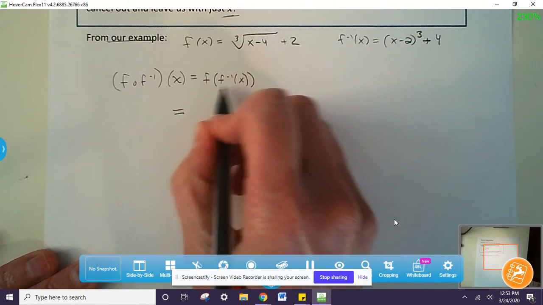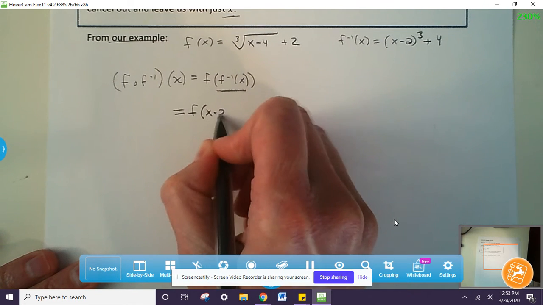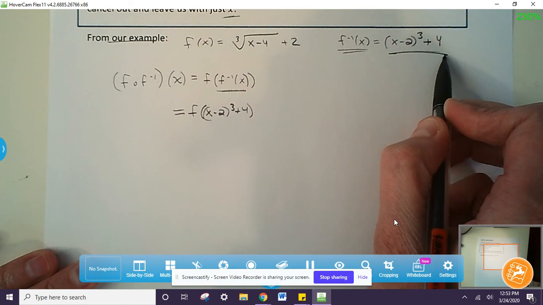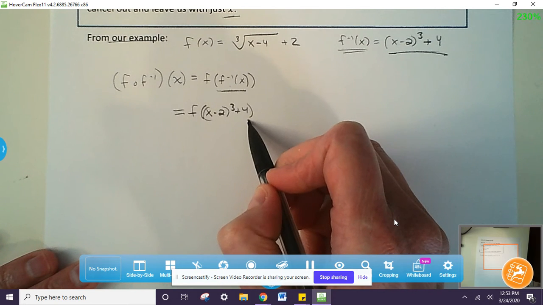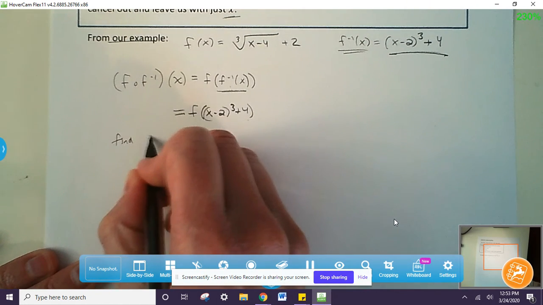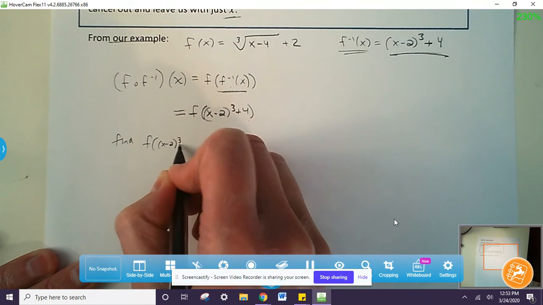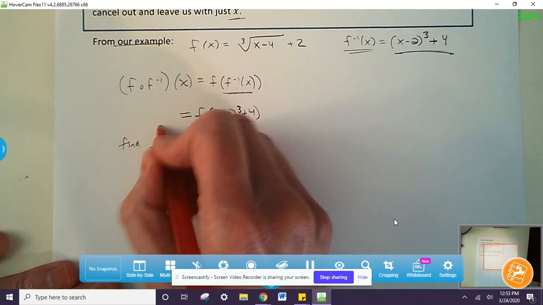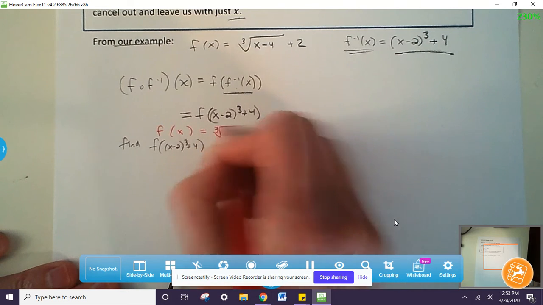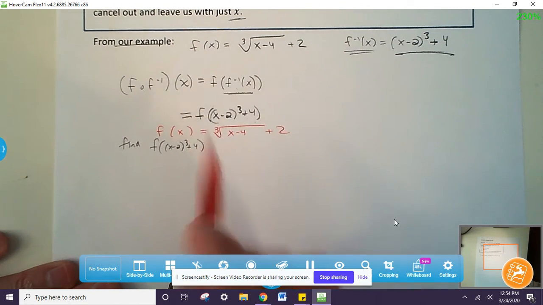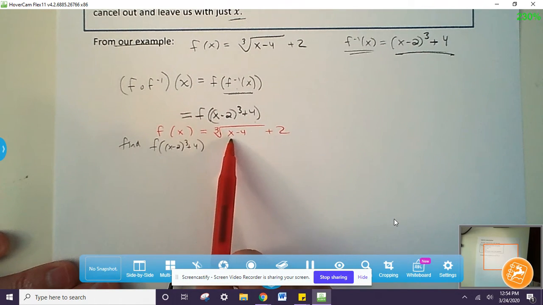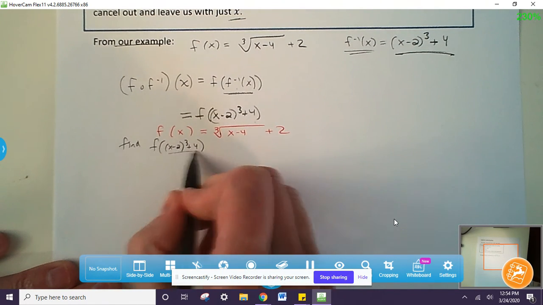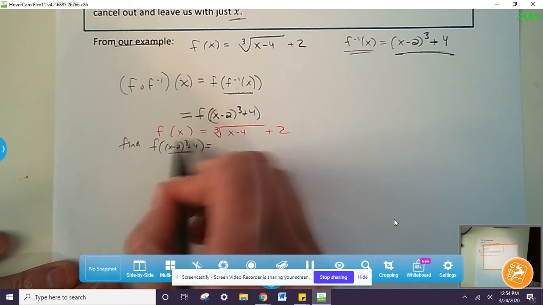So if I want to find f of f inverse, I'm going to replace f inverse with (x minus 2) cubed plus 4, because that's what f inverse is equal to. So I've replaced f inverse with the expression it's equal to. So now I want to find f of this entire expression. This is where in the past it helped some of you to grab a different color and write the original function right above. So f(x) itself is the cube root of (x minus 4) with the plus 2 outside. And what we want to find right now is f of this mess. So instead of x, we're going to put this whole expression.